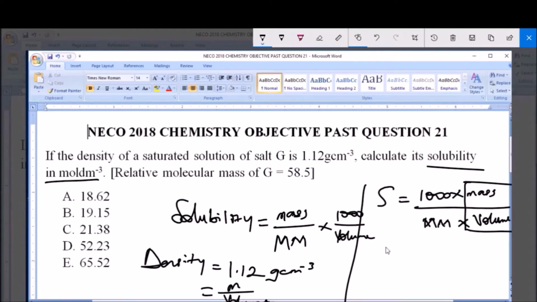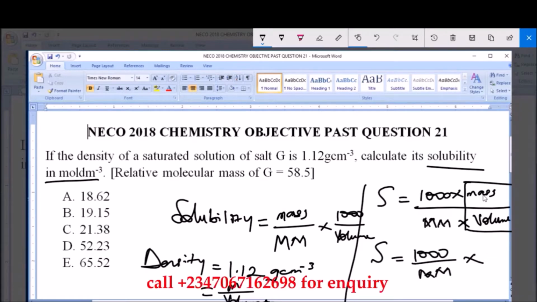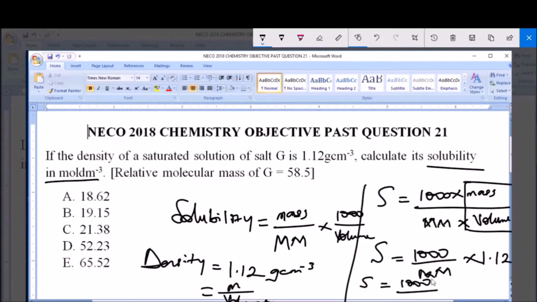So simply we'll say solubility S is equal to 1000 over the molar mass of this salt multiplied by its density, which is mass over volume, and that is 1.12. So solubility S is equal to 1000 over the molar mass, which is 58.5, then multiplied by 1.12, which is the mass over volume, given to us as our density.